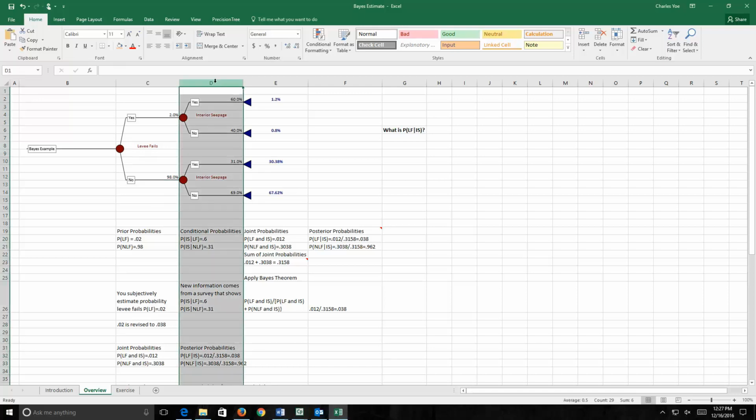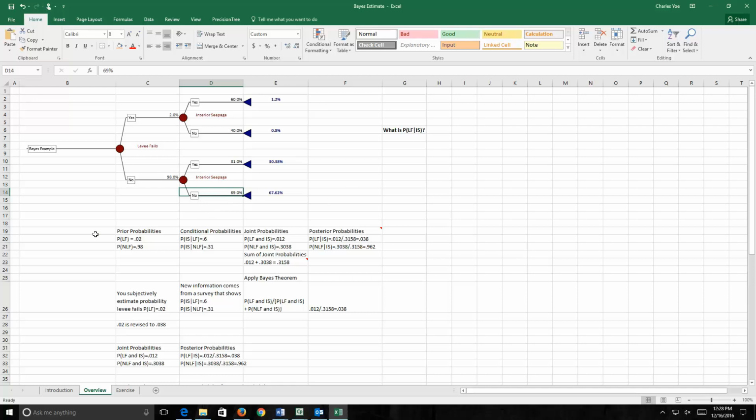Next we move to column D, and here we're going to assume that we get some new information from a survey about interior seepage. This survey shows that when levees have failed, 60% of the time there was a problem with interior seepage. 40% of the time there was no problem with interior seepage, even though the levees failed. When the levees did not fail, 31% of the time there was a problem with interior seepage. 69% of the time there was no problem with interior seepage.